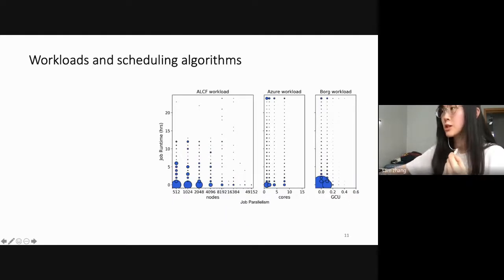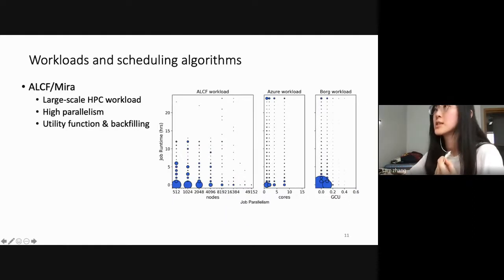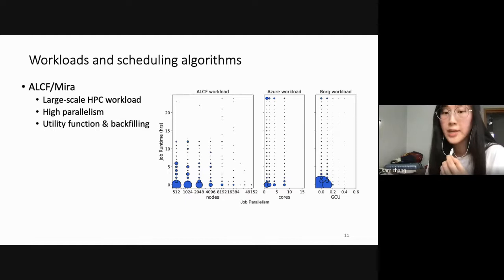So for the workloads that we use, we consider three that have different characteristics. The first is demonstrated on the leftmost chart over here. It's the Mira workload. This is a trace taken from the Argonne National Lab Mira supercomputer. So it's a large scale HPC workload.